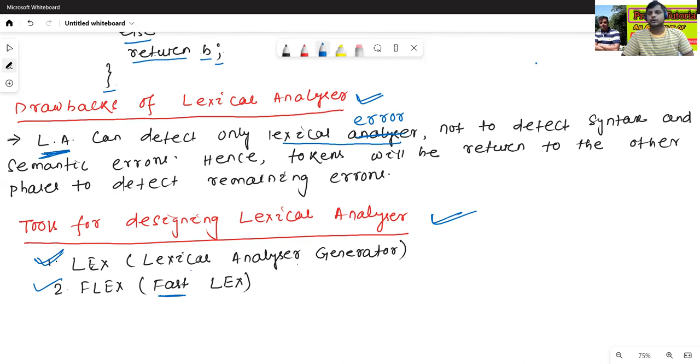Okay, so that is all about the lexical analyzer. In the next class we'll see the syntax analyzer, the second phase of the compiler.